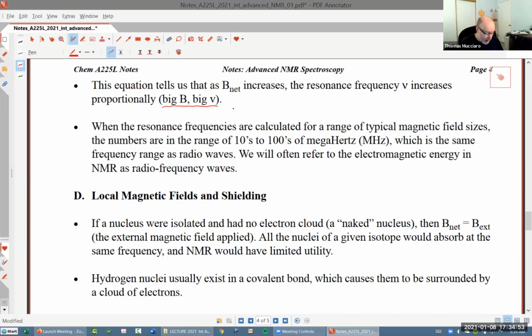And so to help you remember it, I made up a silly little mnemonic, right? It's big B, big V, because the frequency, although it's nu, it looks like a V, right? And it rhymes, right? So big B, big V. Okay? So just try to remember that. I'll be using that going forward.